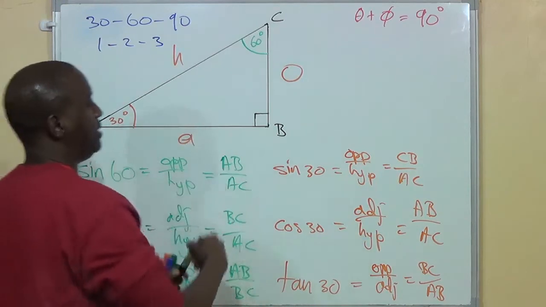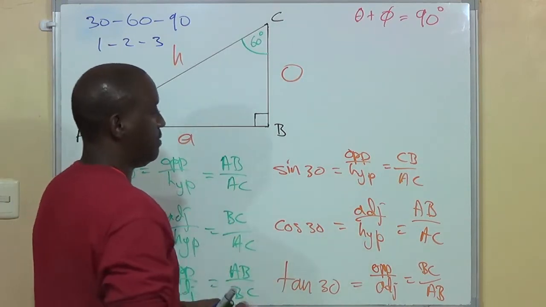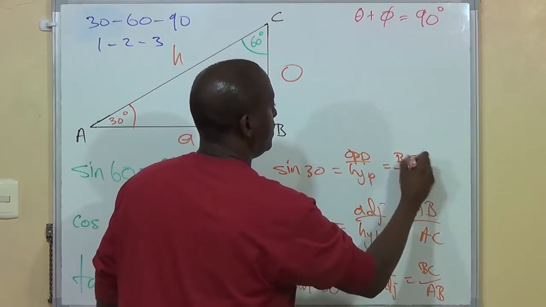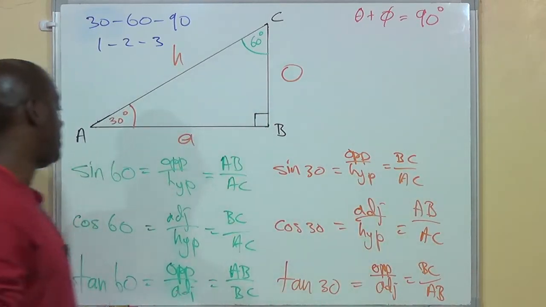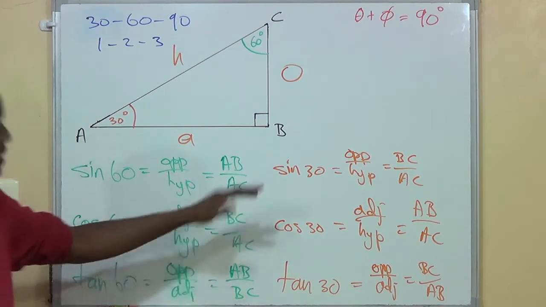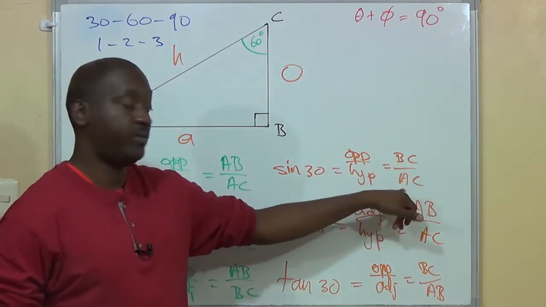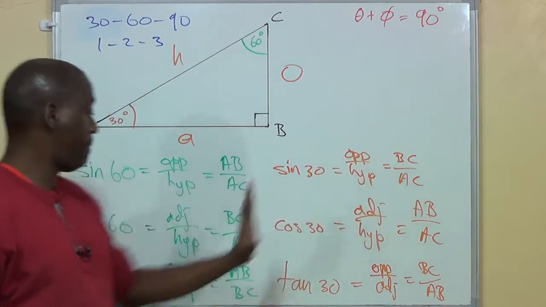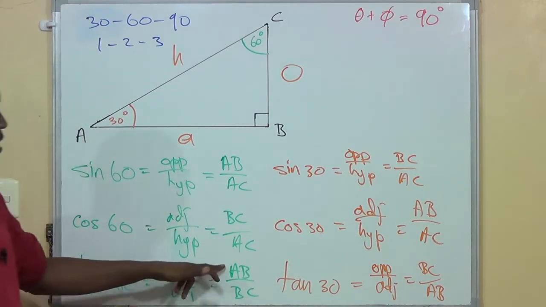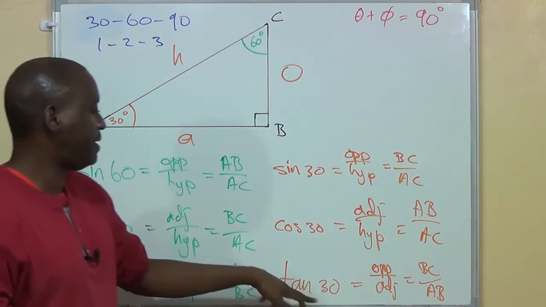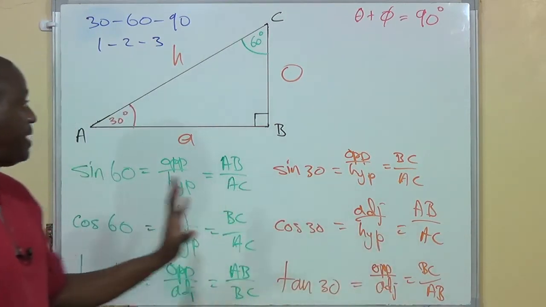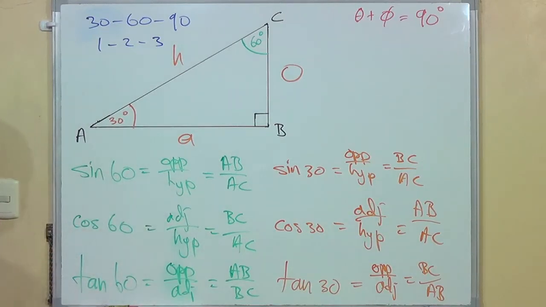Remember, we stick to the anti-clockwise. So we fix that here. You'll get the same BC over AC. So the cosine of 60 is BC over AC. The sine of 30 is BC over AC. And if you look at the tan now, the tangent of 60 is AB over BC, and the tan of 30 is BC over AB. So let me look at the sines and the cosines first, just to drive home a particular point.